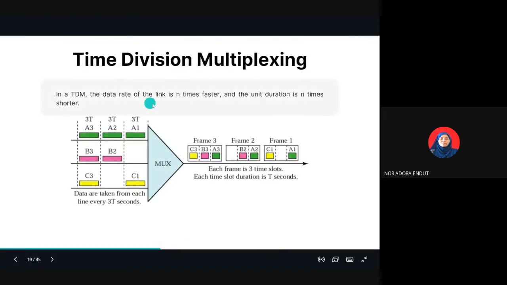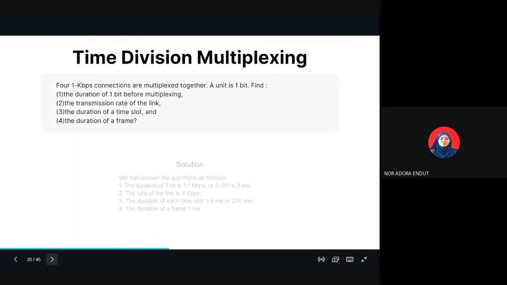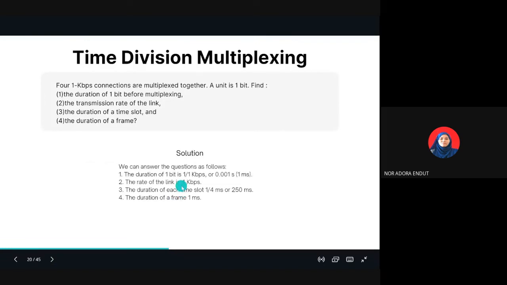The rate of the link is n times faster. So n stations. So we have 4 times 1 kilobits per second. So the rate of the link is 4 kilobits per second. So the duration of each time slot is 1 over 4 milliseconds. Okay, so kita kena divide kan, sebab ada 1 millisecond kan divide kepada 4.